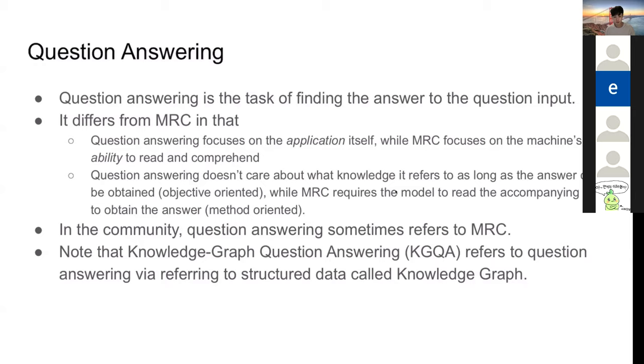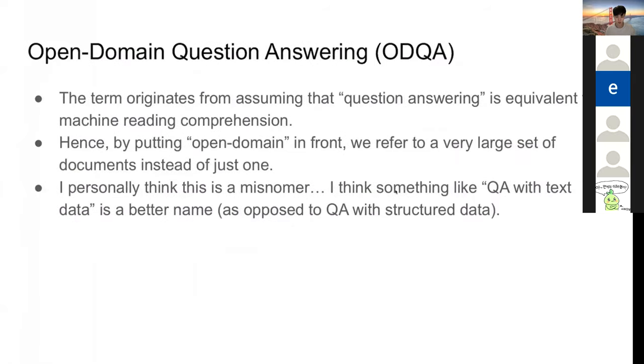So when people want to make sure that it's not MRC but real question answering, they put something in front of question answering. For instance, you call it knowledge graph question answering to indicate that you're doing question answering that depends on some given knowledge graph structured data. Or you can say open domain question answering, where you're answering questions based on a very large corpus, which is not specific to a certain domain. But I personally think this is a misnomer, and I think a better name could be something like QA with text data.